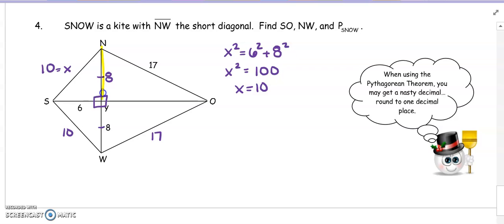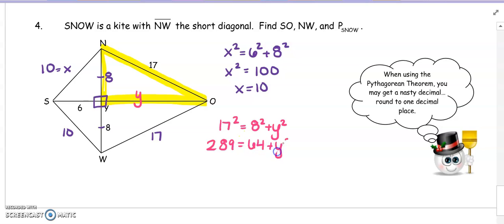And now we'll focus on this triangle on the right-hand side. I'm going to call this piece here Y. We'll say 17 squared is equal to 8 squared plus Y squared. That is 289 is equal to 64 plus Y squared. I'll move that 64 on over. That is 225 is equal to Y squared. Take the square root, making Y equal to 15.